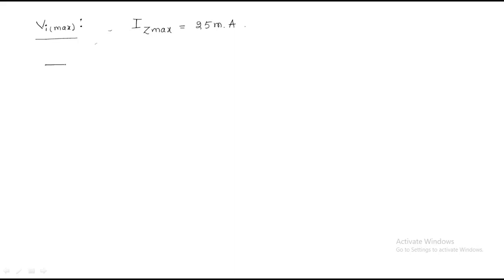So that circuit has a 1 kilo ohm resistor, and this is the Zener, IZ max. This is the maximum condition, and at the maximum condition we need to find out the plus and minus, the input maximum.